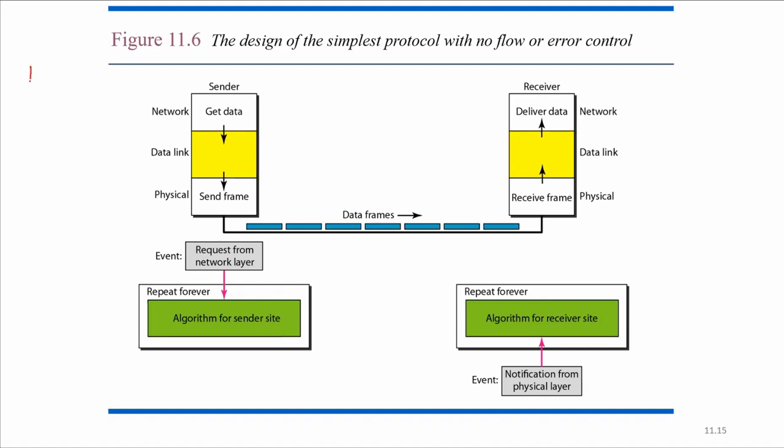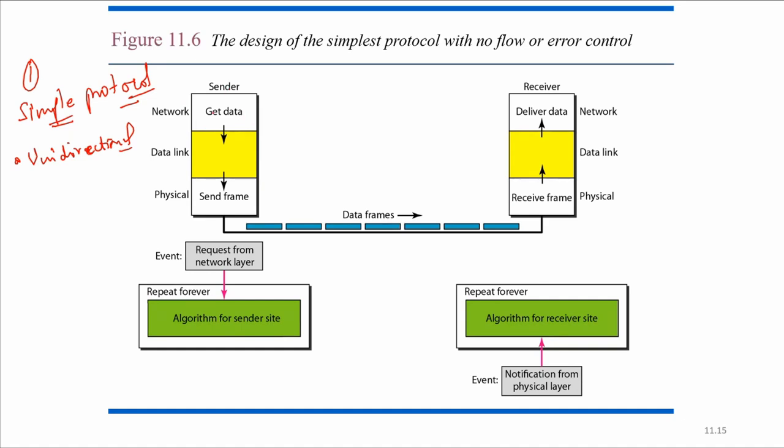The first one is the simple protocol. What is the basic idea about the simple protocol? It is unidirectional. Unidirectional means the sender will only be sending and the receiver will only be receiving, from sender to receiver side. The basic procedure is that the sender wants to send a packet.